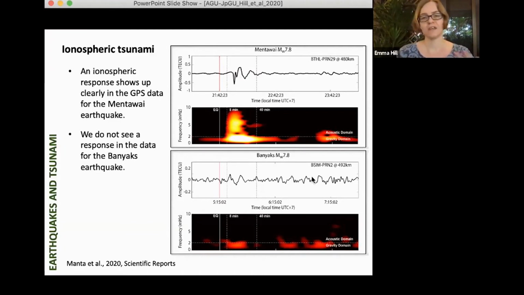And this response can be detected much earlier than the tsunami would hit the land. And you can see it in this case, about 8 minutes after the earthquake was generated, we were able to detect the disturbance in the ionosphere for that. It also shows up in these colorful frequency plots.